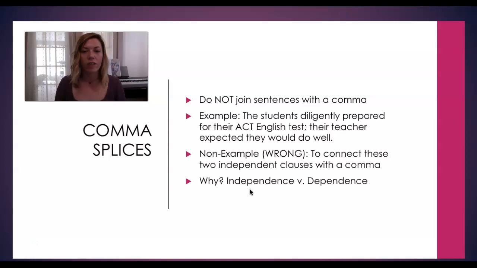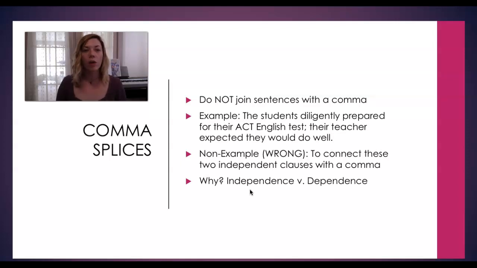So just a quick review. An independent clause is a complete sentence. It can stand on its own. It's 18 years old. It can rent its own apartment. It can vote. It can do everything it needs to without its parents. A dependent clause, though, cannot stand alone. It needs an independent clause with it. It needs its parent with it. It cannot rent an apartment. It cannot vote. It cannot pass go and collect $200.